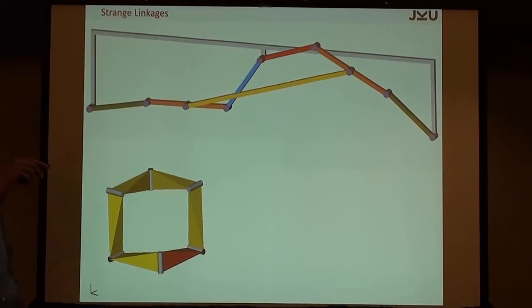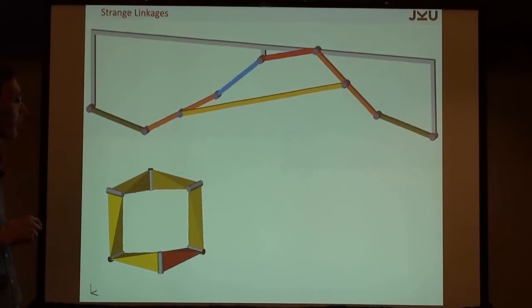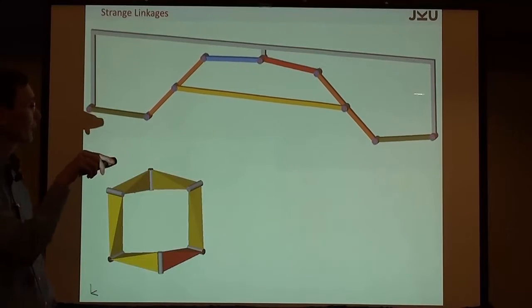Okay, anyway, I was claiming that if you have a theory about lower pair joints, then you can use it for modeling most of the systems, and this is a funny mechanism.